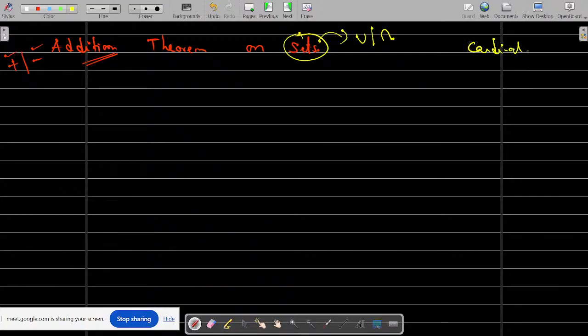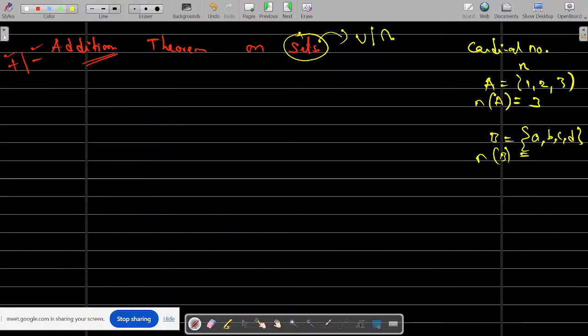You remember what we mean by cardinal number? I was discussing it in the earlier session. We represent it using small n. If A contains 1, 2 and 3, then n of A will be the number of elements in A, which is 3. If I have my B as a, b, c, d, then what is n of B? a, b, c and d: 4 elements. Is it okay? So here the addition theorem on sets will be on cardinal numbers.